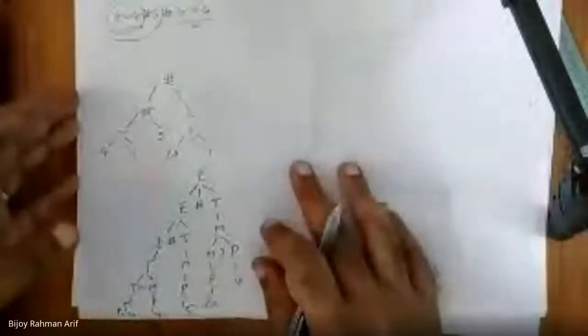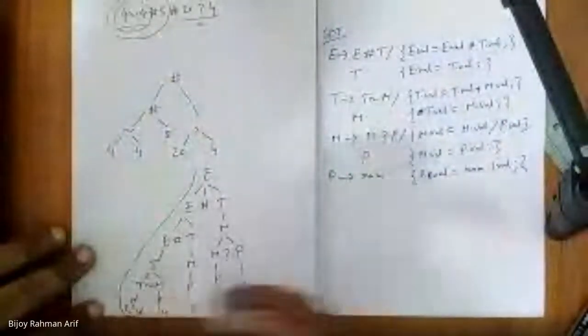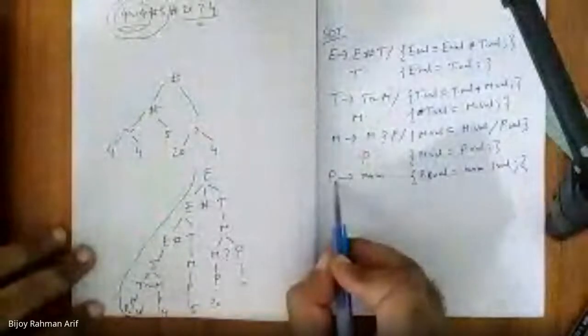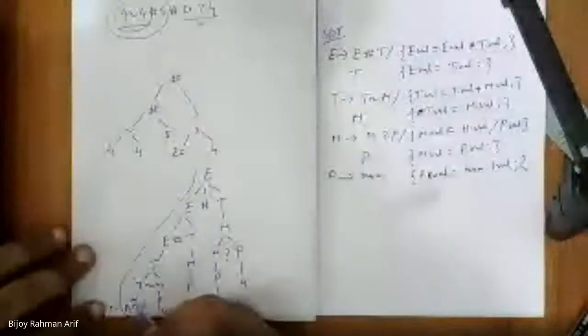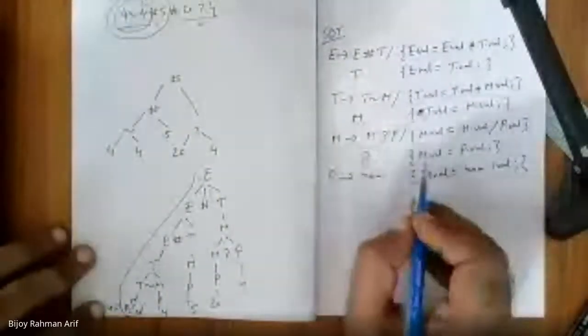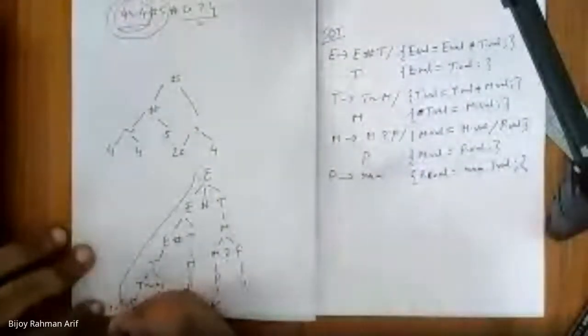Now, you have to do this. You have to traverse top to down, left to right. So if you travel top to down, left to right, what do you get? I need the actions as well. First time I get a 4 reduced to P. So num reduced to P. What is the action? Nothing. This P would become 4. Then finally P would become M. What is the action? M val equal to P val. So M would become 4.